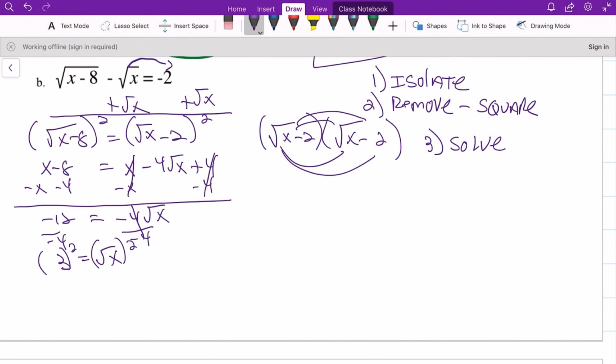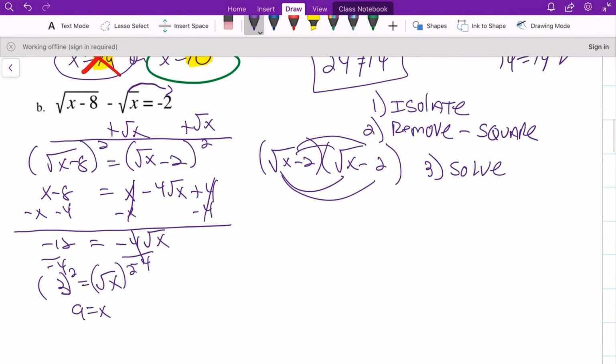And what I'm left with, now we're at this solve step, is 9 equals x. So that's potentially my answer. We're just going to go and check it. Last step on this one would be to check. So let's see what happens with the check.